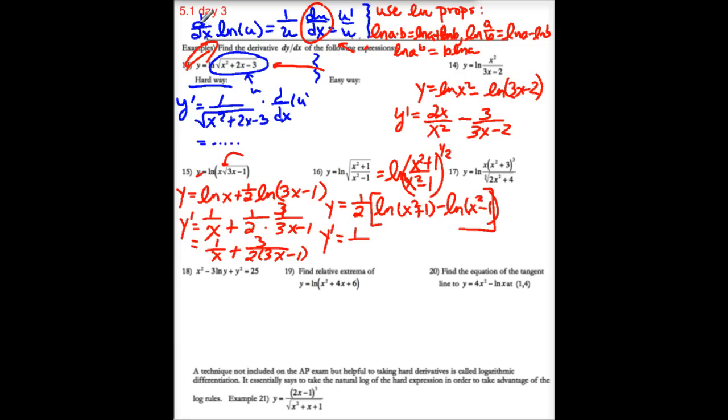And then you would do your y prime. And I can't stop myself from doing it. I'm just going to have to do it. It'd be 1/2 of 1 over u du minus 1 over u du, or equivalently, u prime over u.